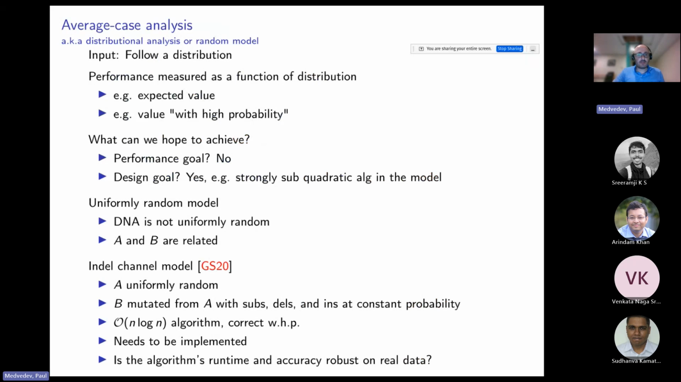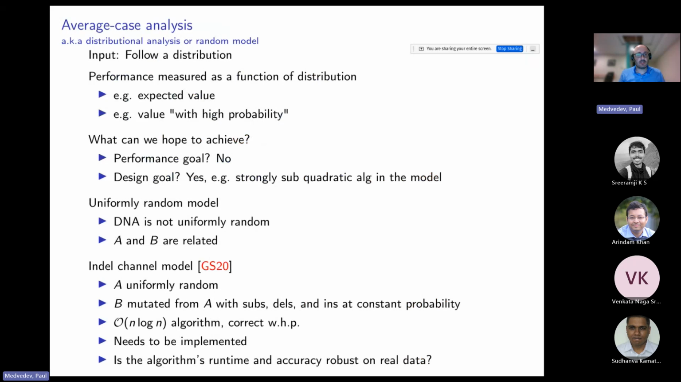But one nice result in this field from Ganesh and Sah in 2020 assumes that A is uniformly random, so it still has that assumption. But then it assumes that B is the result of mutating A with some substitution, deletion, and insertion process with some constant probabilities of those events. And they give an algorithm that runs in n log n time and is, with high probability on this distribution, correct. So n log n would be really nice.